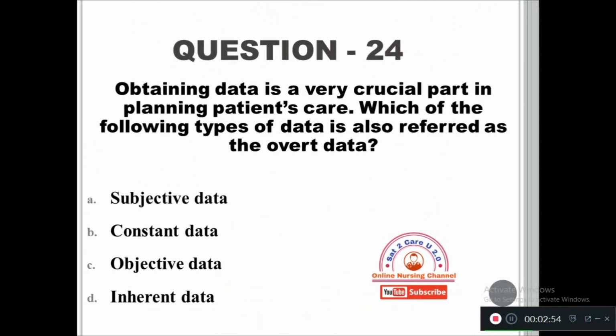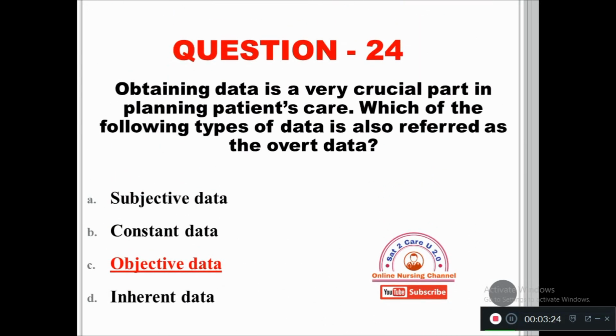Question number 24. Obtaining data is a very crucial part in planning patient's care. Which of the following types of data is also referred to as overt data? Option A, subjective data, B, constant data, C, objective data, D, inherent data. So the type of data which is referred to as overt data is option C, objective data.